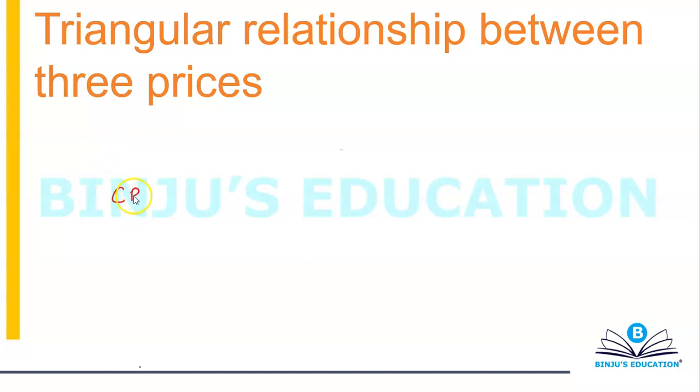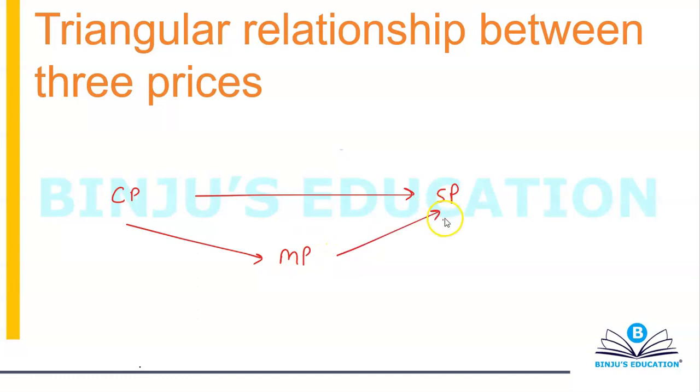All right. So we have cost price, selling price, and mark price. Now remember that the relationship between cost price and selling price is always known as profit or loss. The relationship between mark price and selling price is always known as discount. There is no specific relationship defined between cost price and mark price.